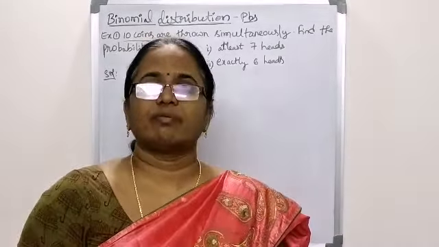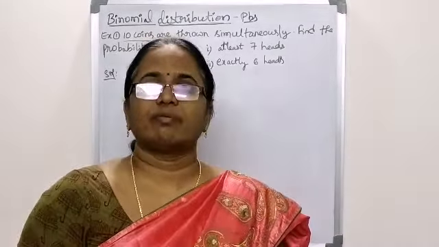And this is 1 by 2 to the power 10, 1024. It is 2 times, and this is 3 times. We have 12 into 10, we have 120 plus 45 plus 10 plus 1. So we are going to get the value 1 by 1024 into 176. So it is 176 by 1024. The probability that at least 7 heads appear, that is P of x greater than or equal to 7, is equal to 176 by 1024.